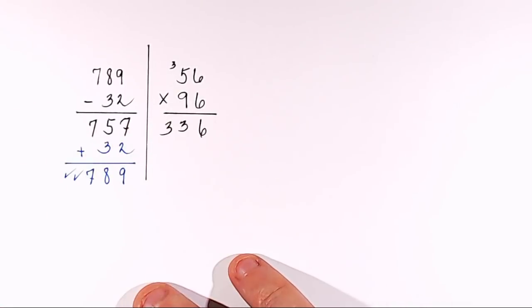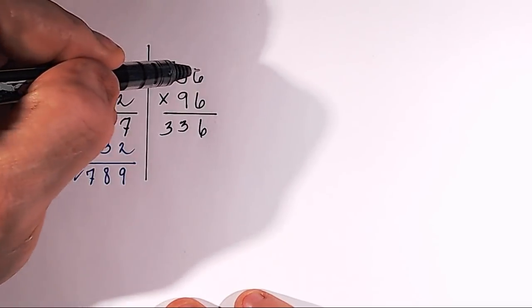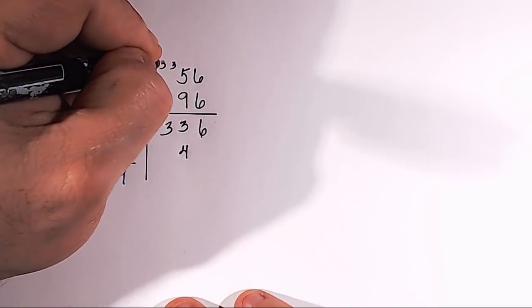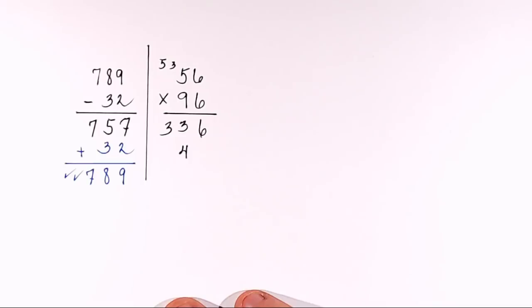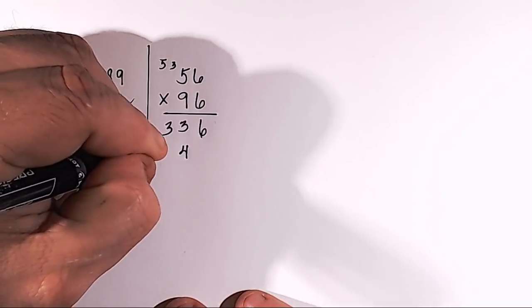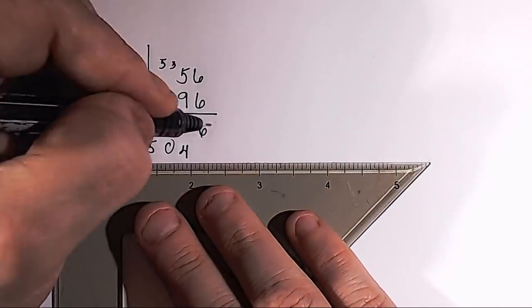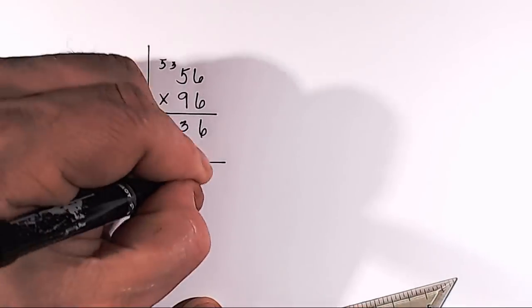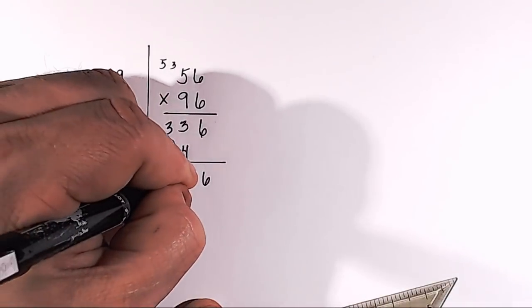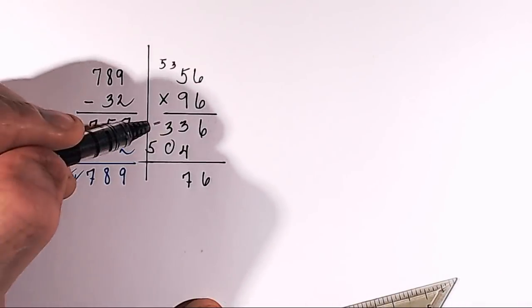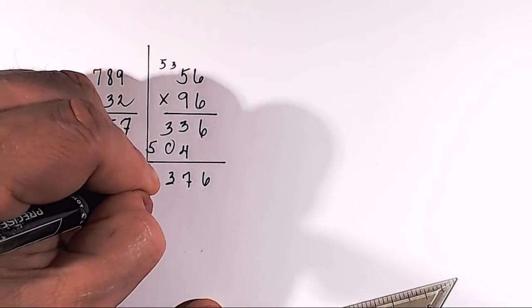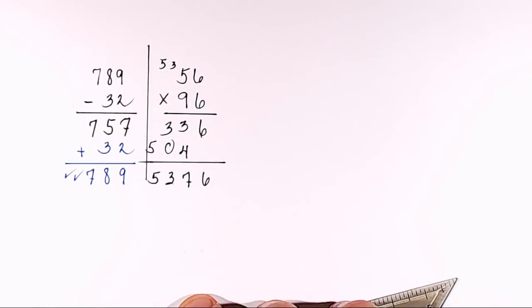Now on to this one. We're going to move over one space. 6 times 9 is 54. We write the 4 and we carry a little 5. 5 times 9 is 45. We add 5 and we have 50. You write 50. And then you put a line, and then you start adding. 6. 3 plus 4 is 7. 3 plus 0 is 3. And then just 5. 5, 3, 7, 6.